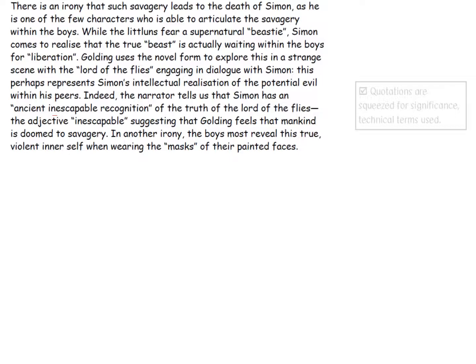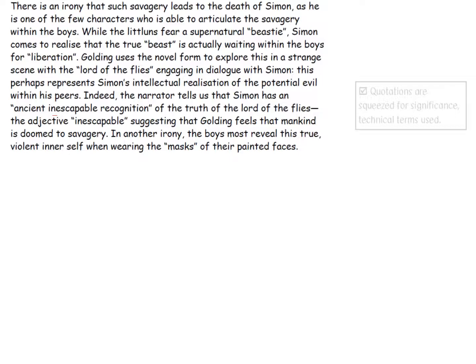There is an irony that such savagery leads to the death of Simon, as he's one of the few characters who is able to articulate the savagery within the boys. While the little ones fear a supernatural beastie, Simon comes to realise that the true beast is actually waiting within the boys for liberation. Golding uses the novel form to explore this in a strange scene with the Lord of the Flies engaging in dialogue with Simon.